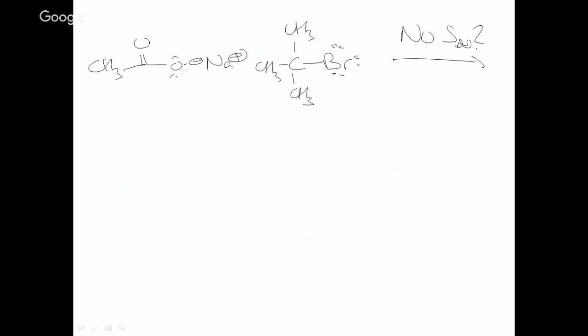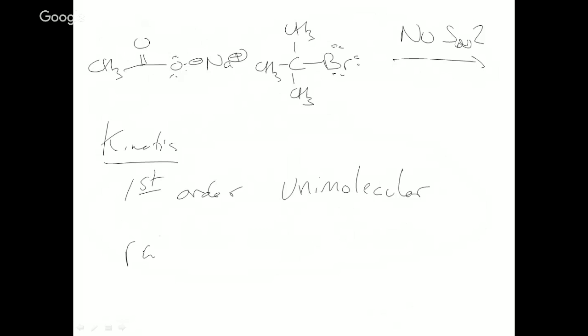Okay. So we'll see what the products are. We're going to form an oxygen-bromine bond, etc. We'll show that product. But the kinetics here are now first order. Only one molecule is involved in the rate equation. Rate equals k times now tert-butyl bromide. Okay?